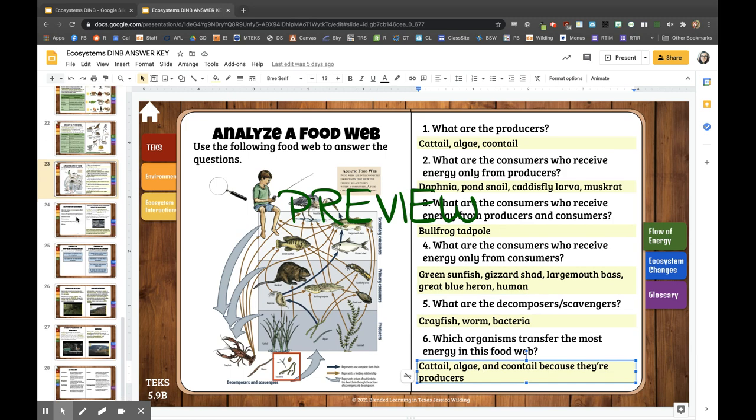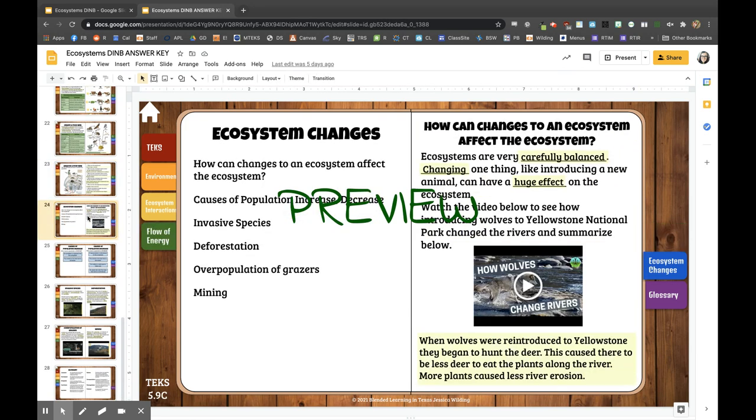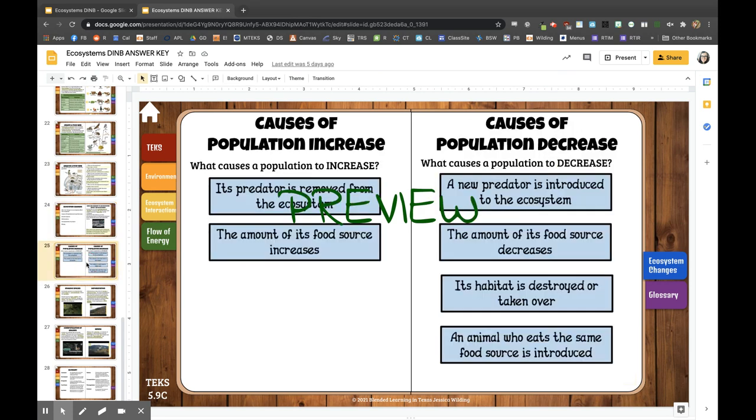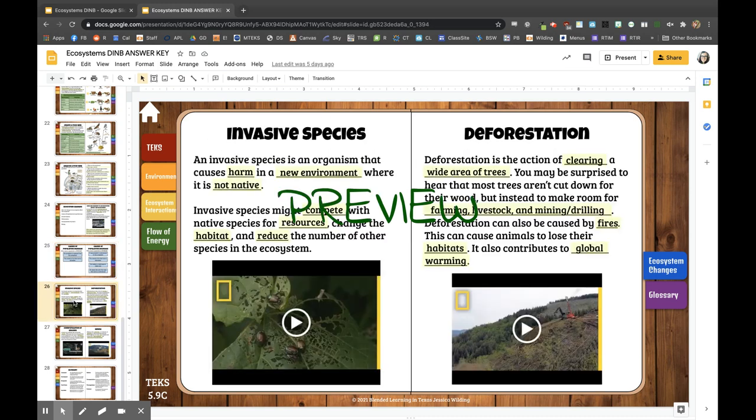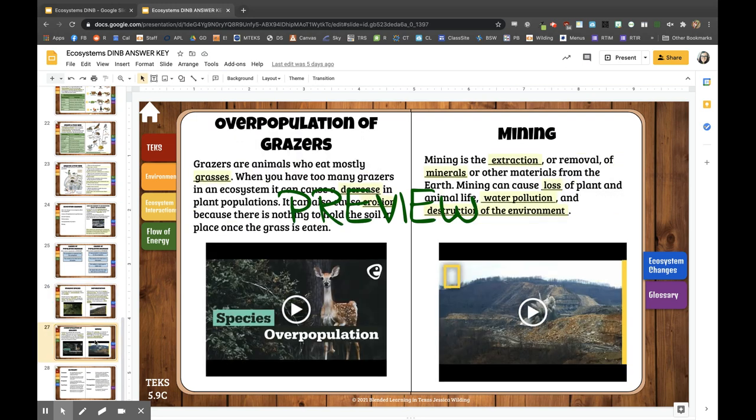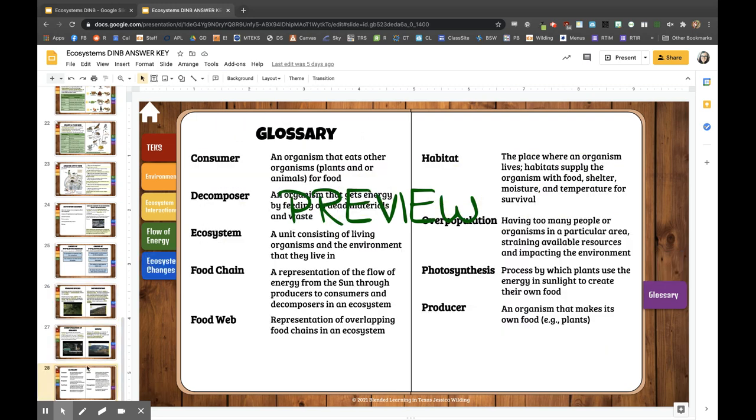And then the last section is on changes in the ecosystem. So that covers different causes of population increase and decrease. So this is a sort. And then it also covers invasive species, deforestation, overpopulation of grazers, and mining. And then it finishes up with a glossary.